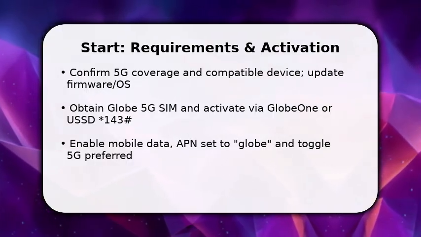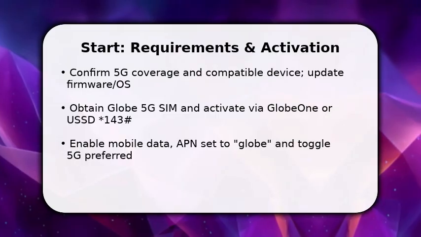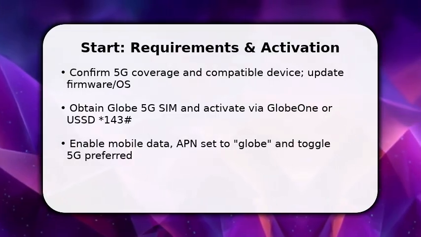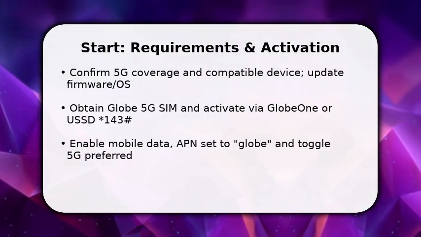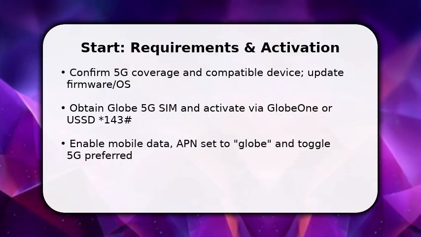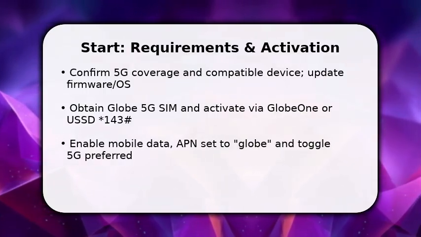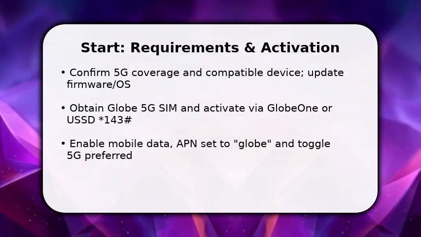Next, enable mobile data, check APN is set to Globe settings, and choose 5G preferred mode in network options. This gets your device speaking the network language and prepares it to register with Globe's 5G cells immediately.